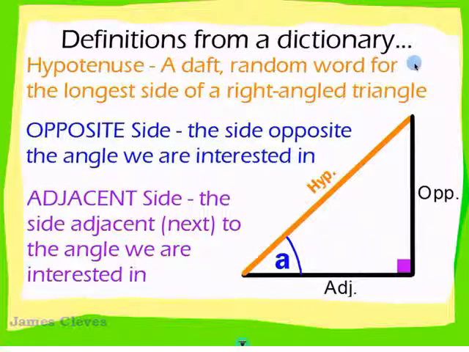The hypotenuse, to me, is a bit of a crazy word, which just means the longest side of a right-angled triangle. The opposite, like I just said, is the one that's opposite the angle in question, and the adjacent side is next to or adjacent to the angle that we're interested in.